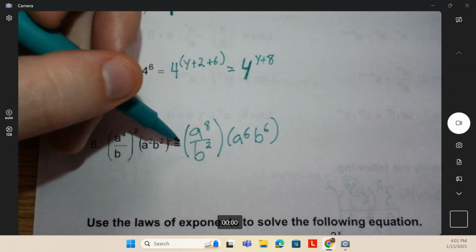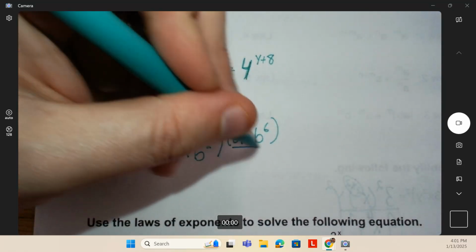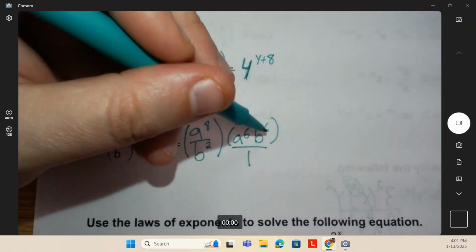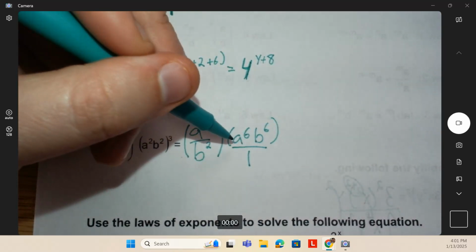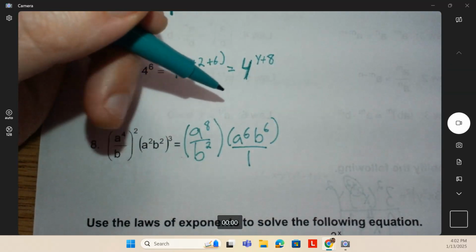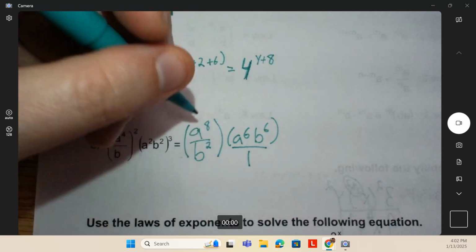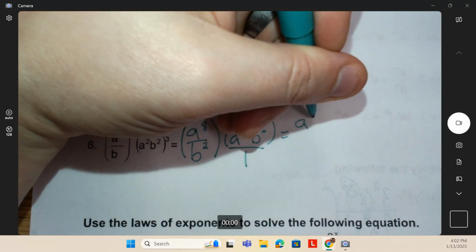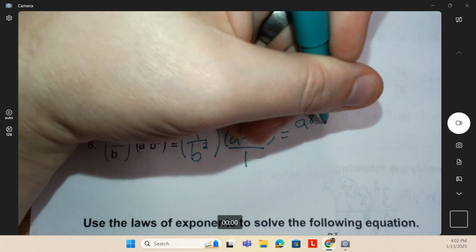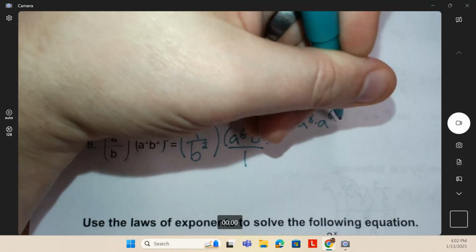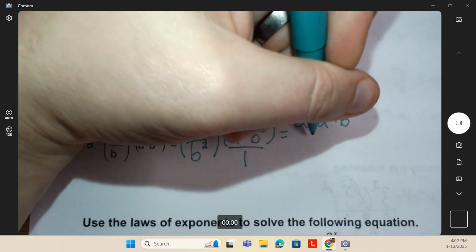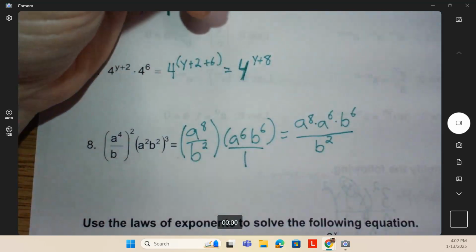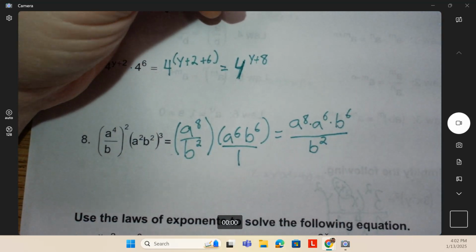Now we can think of that when these multiply together. If you need to, you can think about that as all being over 1. But what will happen is this a to the 6th, b to the 6th will multiply by that a to the 8th and go over the b squared. So let's do that first. I have a to the 8th times a to the 6th times b to the 6th, all that over b squared.